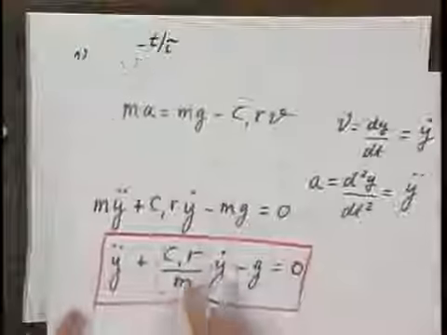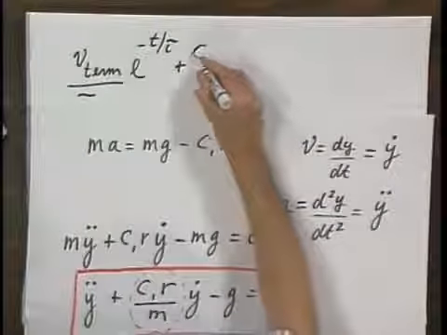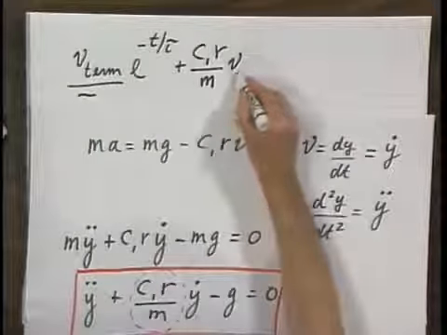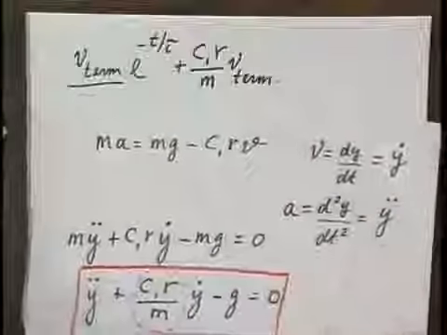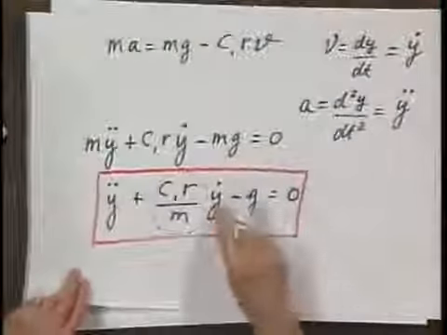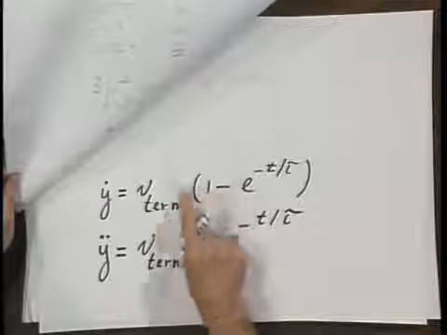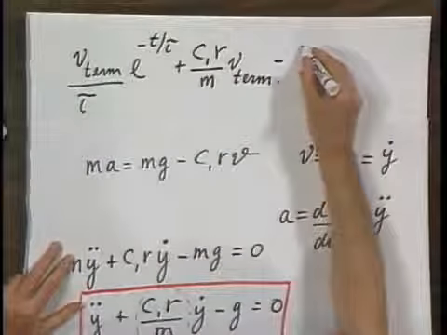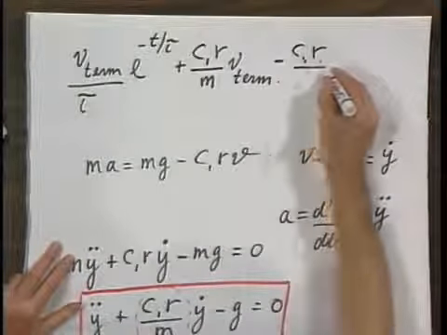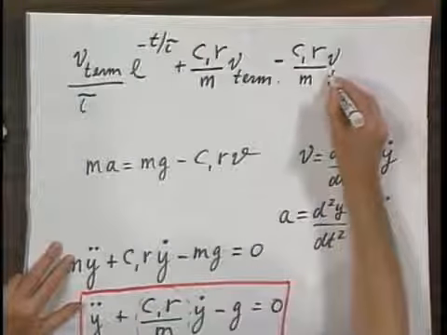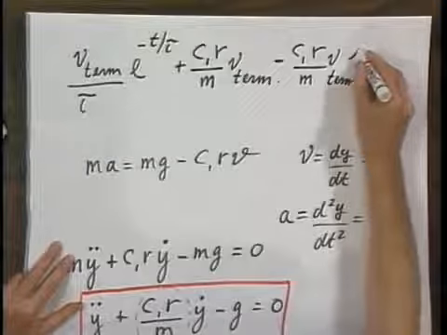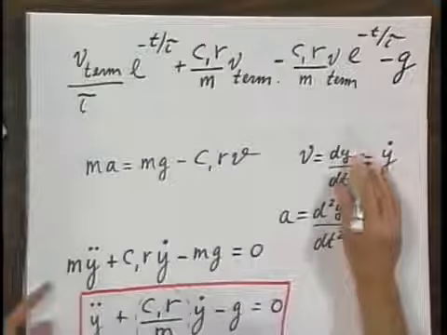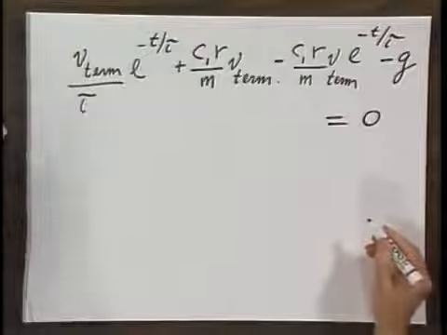Now comes the second term, plus C1 r divided by m times v term. Remember the y dot has this term and it has this term. So I have to also add minus C1 r divided by m v term e to the minus t divided by tau minus g, and that whole thing equals 0.